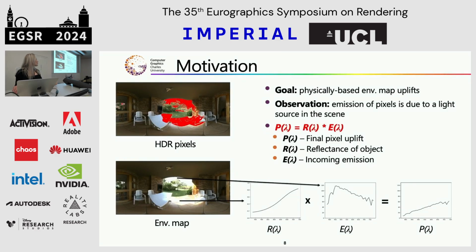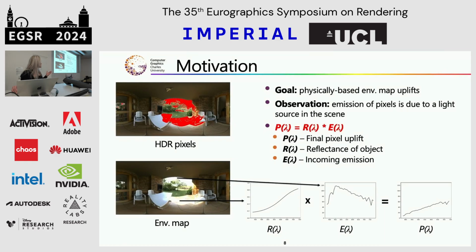So moving on to the motivation. Our goal is to uplift these environment maps so their emission spectra would be similar to their measurements. And we base our work on a very simple observation about environment map captures, and that is that the emission of individual pixels in the capture is due to an emission of a light source rather than the emission of the objects themselves.